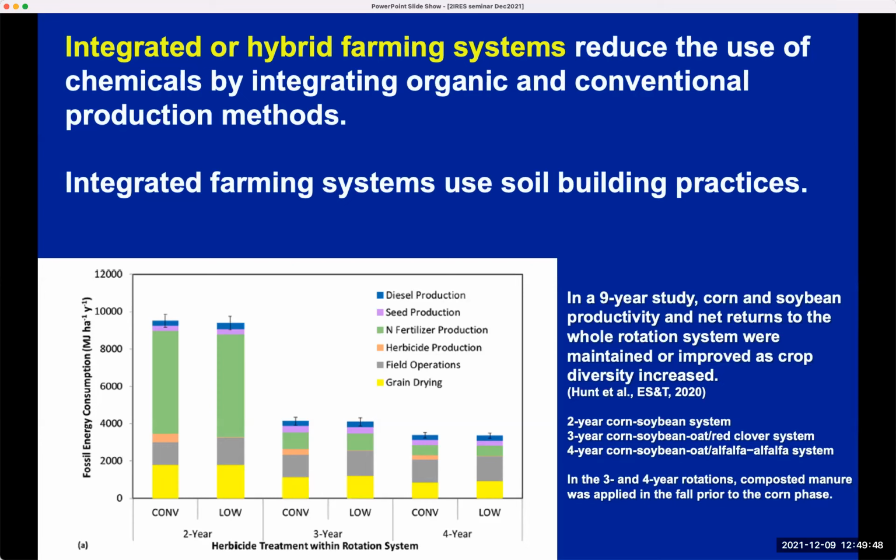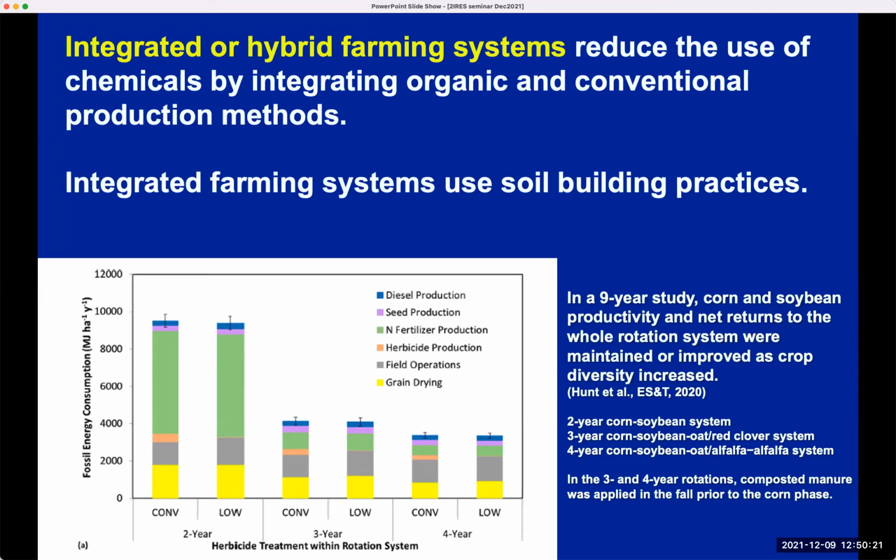I'll show briefly this very well-known study from Iowa. Iowa is a huge conventional state: corn, soybeans, hogs, corn, soybeans, hogs, a 1 to 2 year rotation. A colleague of mine, Matt Liebman, and his group have done this long-term study. Here are 9 years of it, where, in productivity and net returns, when you lengthen the rotation system to 4 years instead of 2, you do better.